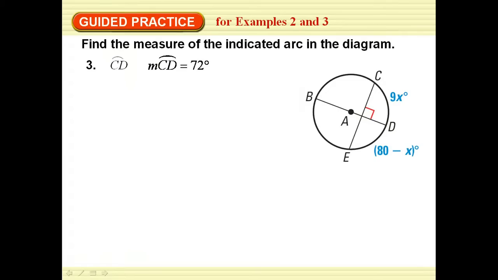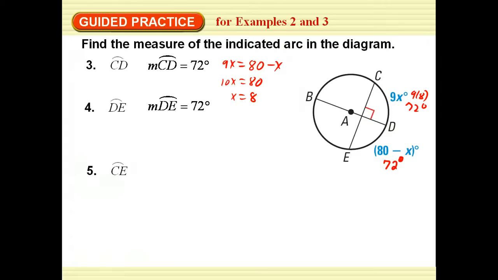Therefore, what I know is that 9x is equal to 80 minus x. If I add x to both sides, I get 10x is equal to 80, and now x is 8, and so 9 times 8 is 72 degrees. Well, what about DE? That would have to be 72 degrees also, because we said that it was equal to the other one. What about CE? Arc CE is made up of CD and DE, so we add those two together and we get 144 degrees.